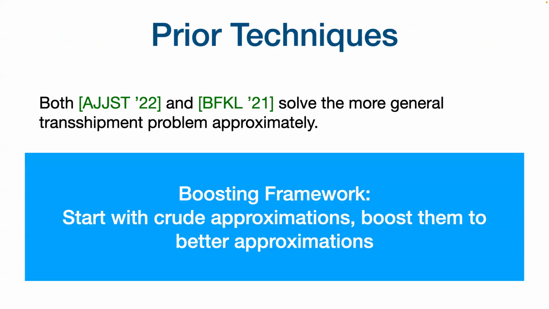Let's briefly talk about, I'll just say a couple of sentences about what the prior techniques did. Both the AGGST paper and the BFKL paper are solving this more general problem of transshipment. And you can view them as a boosting framework in that they'll have crude, bad approximations for transshipment, and then they'll slowly make them better approximations. And good approximations of transshipment will give you good approximations for shortest path also.